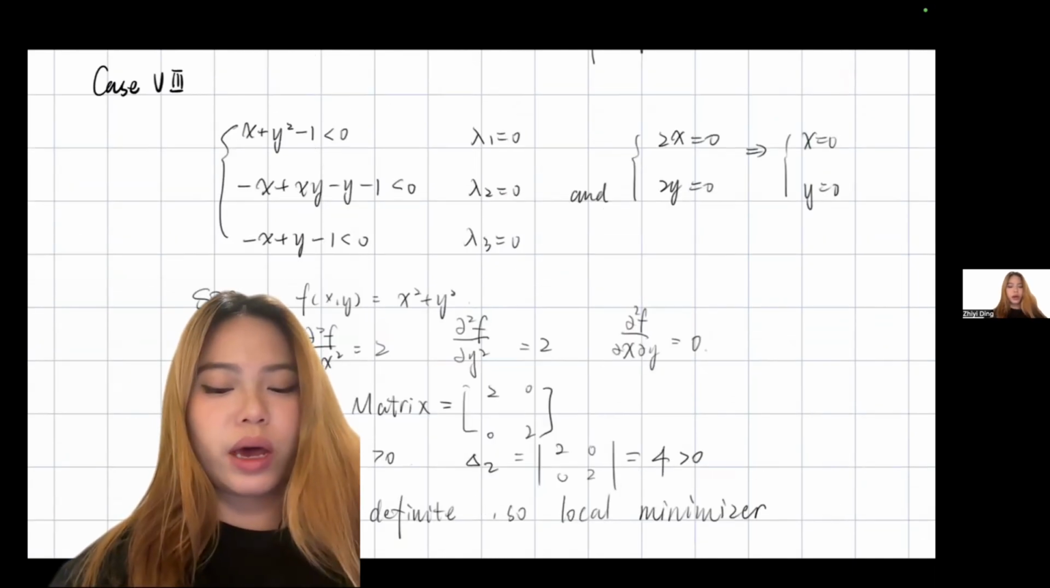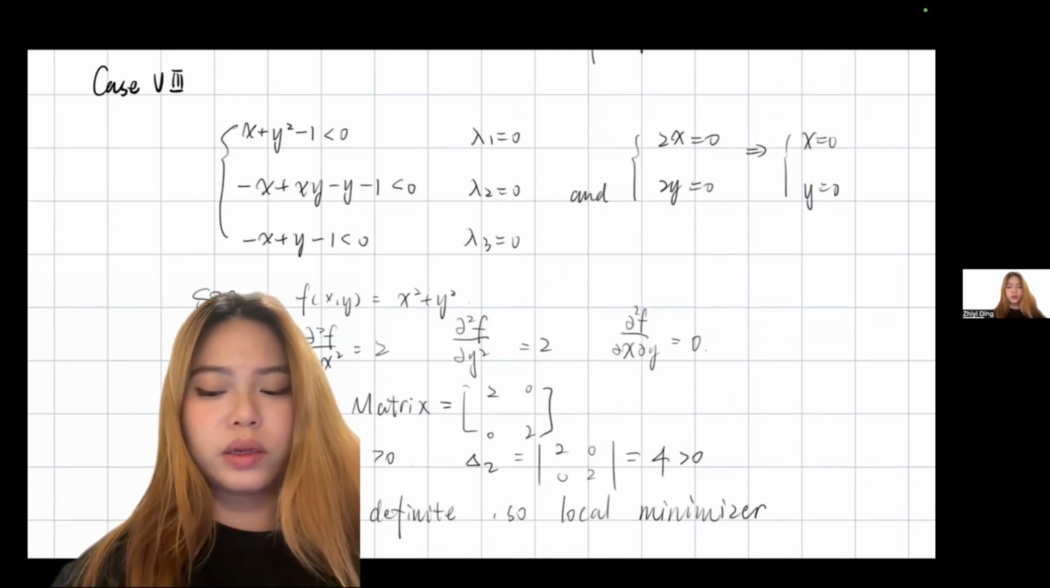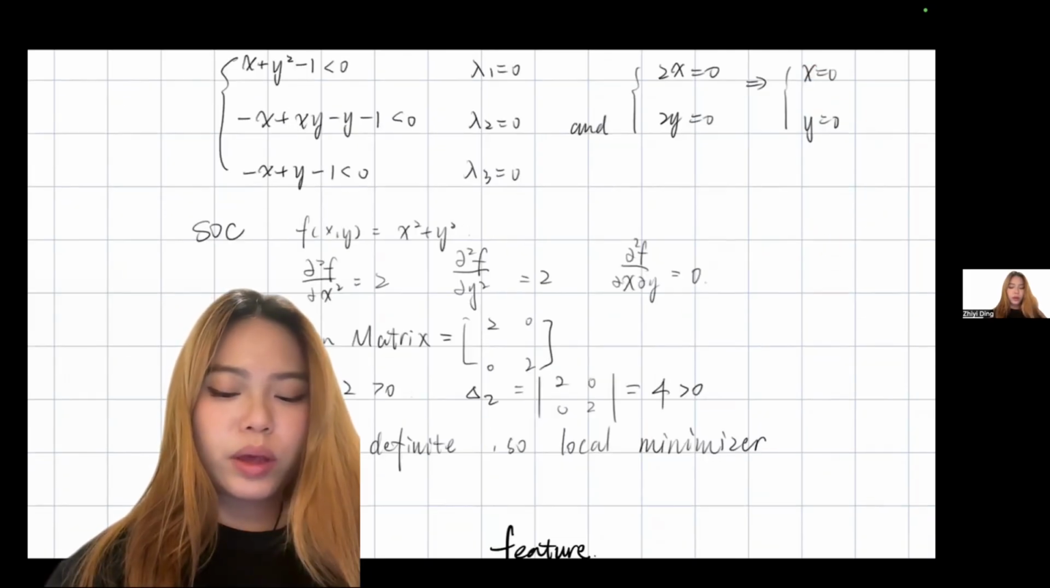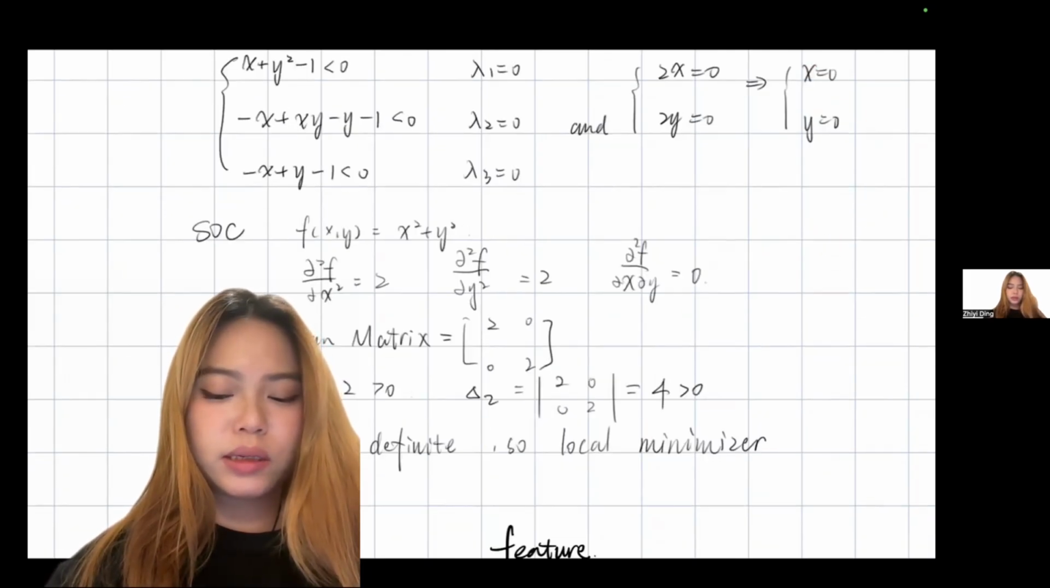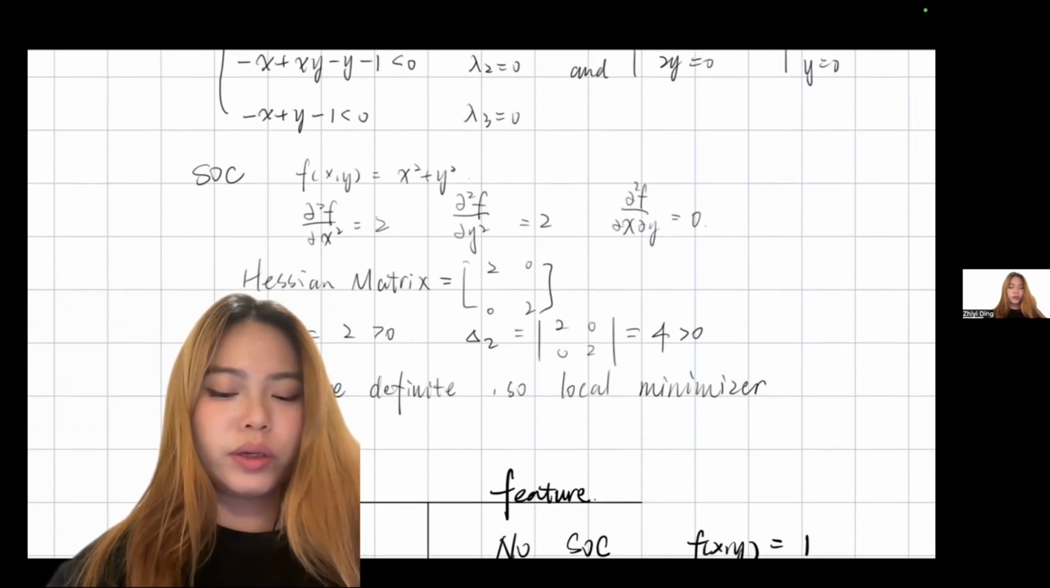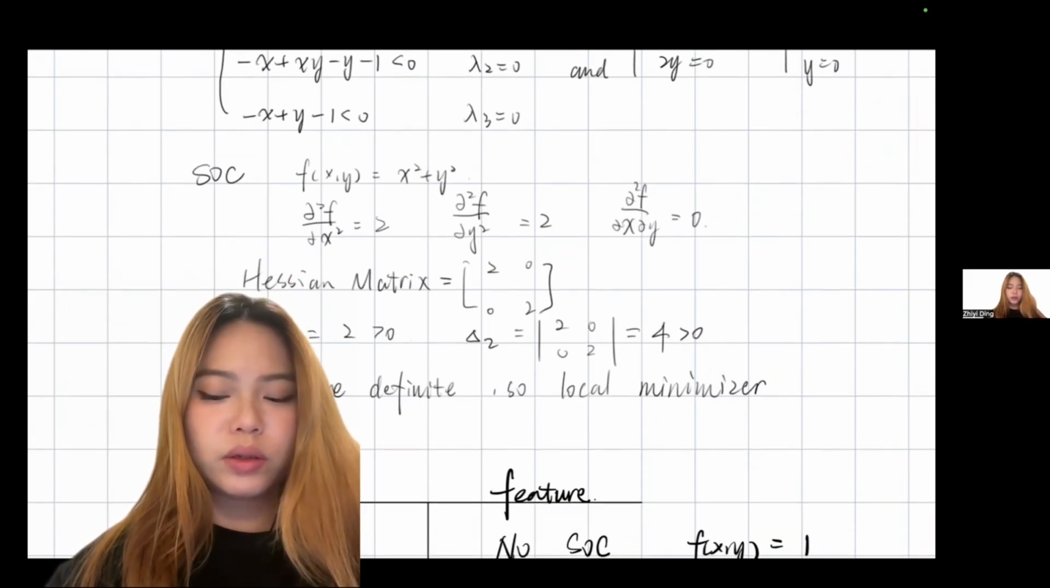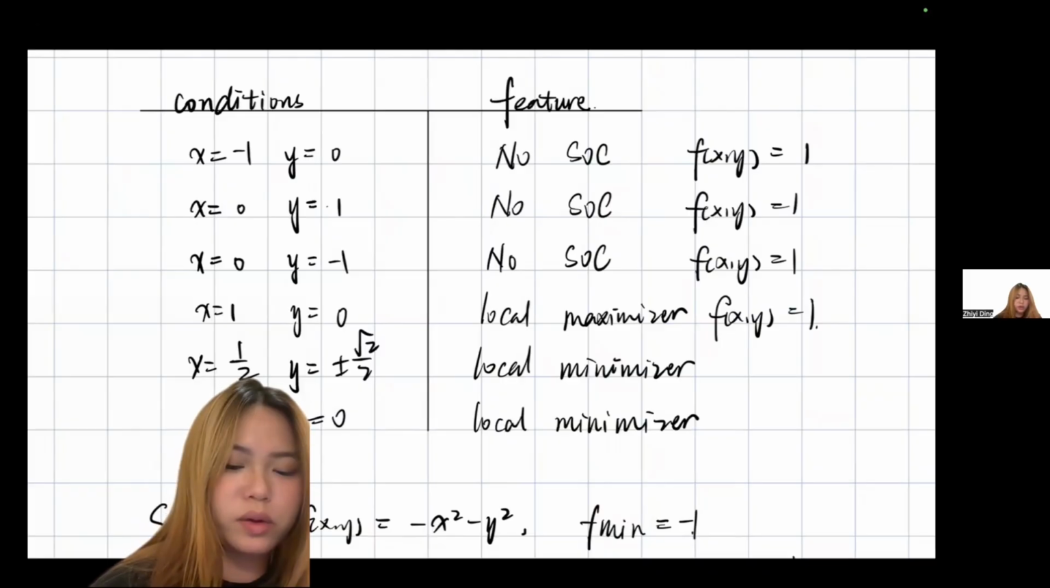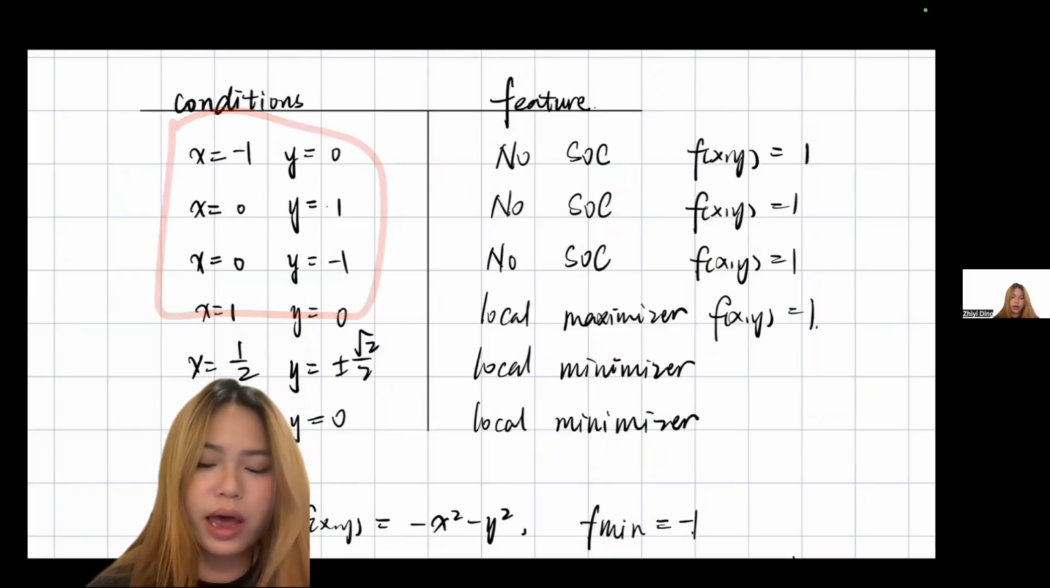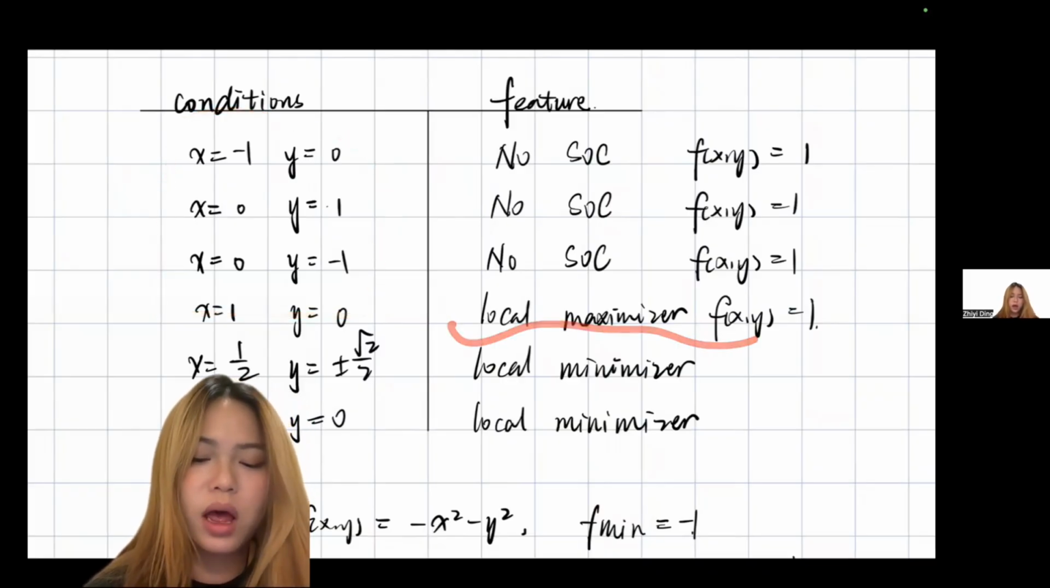For the last case, we activate none of the constraints, and we get x equals y equals 0. We can get the first order determinant and the second order determinant of the Hessian matrix are both larger than 0, so this is positive definite. So it's a local minimizer. Okay, in conclusion, these four points have the feature of local maximizer, and all of the values of f(x,y) are equal to 1.